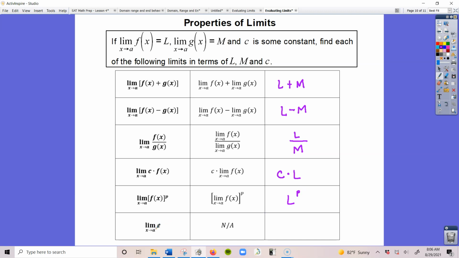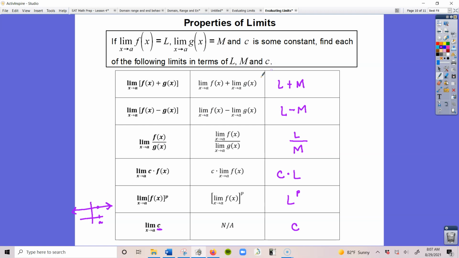Now this is an important one. If you have the limit as x is approaching a of a constant, some number, your answer will be that number, whatever the number is. And this is because a constant, if you think about it graphically, is a horizontal line. So no matter which direction you go, the y value, if this is a, would be that number there.